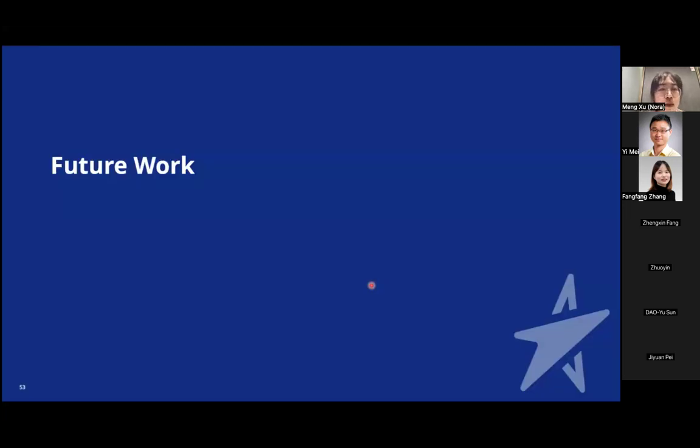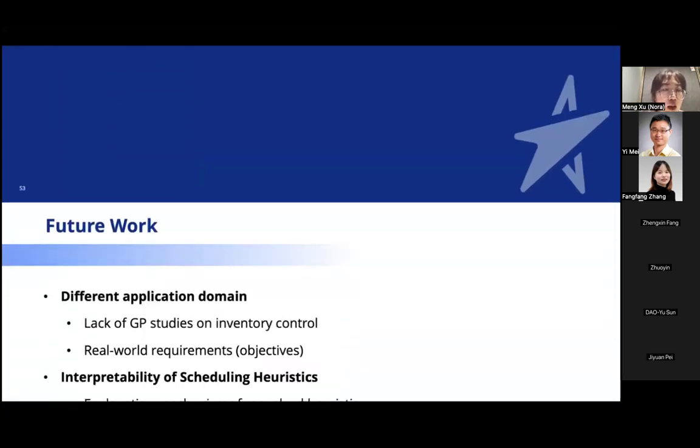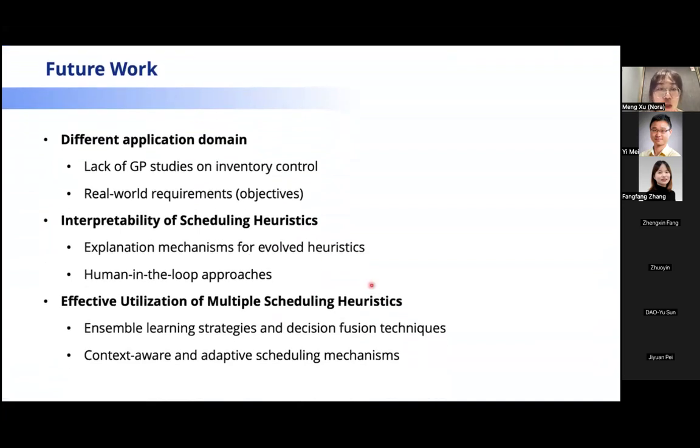So that's about the application of genetic programming on some real-world applications. And now I will talk about the future work. Well, based on my experience of using genetic programming on real-world applications, I find that not only on job shop scheduling, genetic programming actually can be used on a number of other problems like workflow scheduling and also inventory control, and especially inventory control. To the best of my knowledge, the existing GP studies on inventory control are very limited.